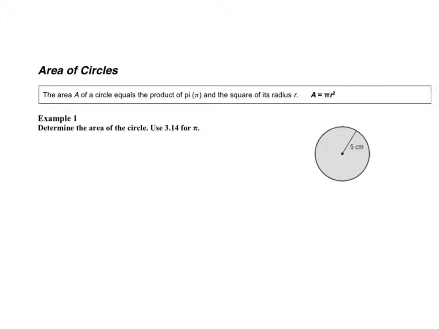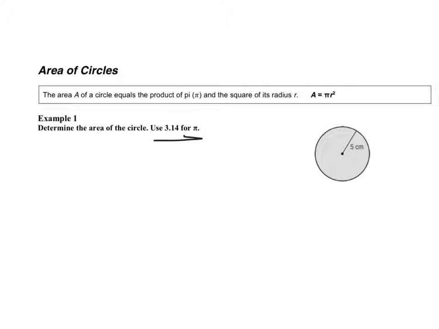So let's practice area of a circle again today. It tells us to use 3.14 for pi, so that's what we're going to do. Use 3.14 for pi every time unless instructed otherwise. Just make sure to read the directions.